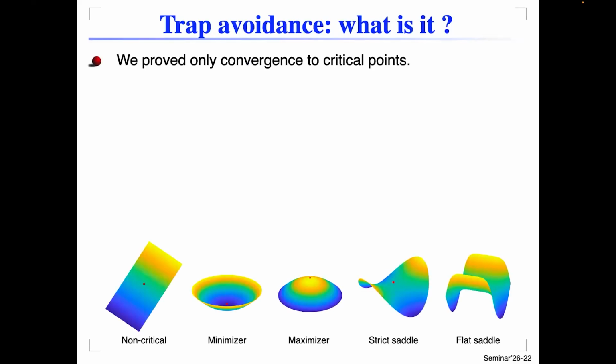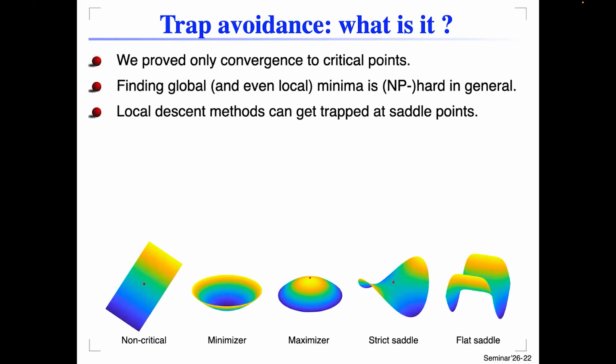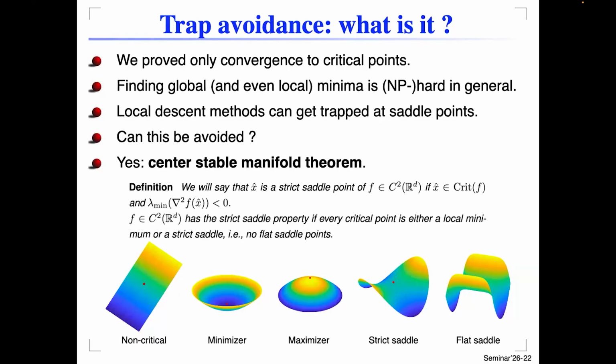So yes, you are converging to a critical point, but the critical point can be something which is even non-critical. I mean, this is non-critical, but this could be a minimizer, maximizer, a strict saddle, or a flat saddle, like this. And of course, finding a global minimum or local minimum is an NP-hard problem. No way to find it. And local descent methods can get trapped in these saddle points, like this one, or even this one, because this is a maximizer and I don't want to go to a maximizer, I want to minimize. And can this be avoided? Yes.